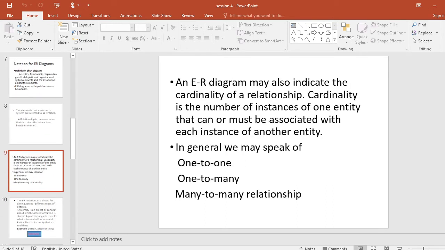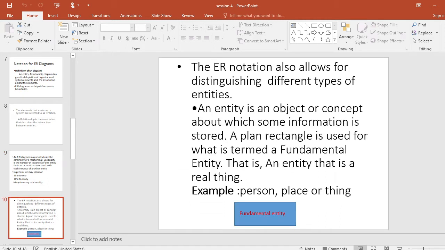An ER diagram may also indicate the cardinality of a relationship. Cardinality is the number of instances of one entity that can or must be associated with each instance of another entity. In general, we may speak of one-to-one, one-to-many, or many-to-one relationships. The ER notation allows for distinguishing different types of entities. An entity is an object or concept about which some information is stored. A plain rectangle is used for what is termed as a fundamental entity, that is, an entity that is a real thing. Example: person, place, things.